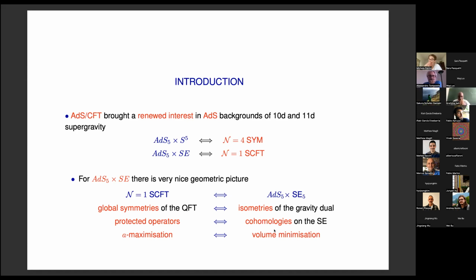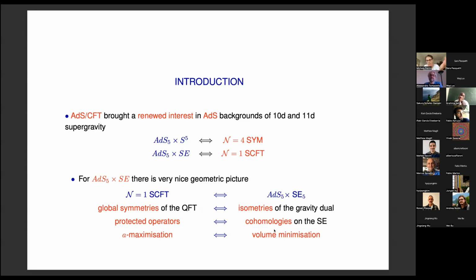There is another class of dual pairs with very nice properties, which are AdS5 solutions where the internal manifold is a Sasaki-Einstein, which are dual to N=1 CFTs that live on D3 branes at the tip of a Calabi-Yau cone over the Sasaki-Einstein manifold. And in this case, the standard dictionary between geometry and CFT properties is even more developed.